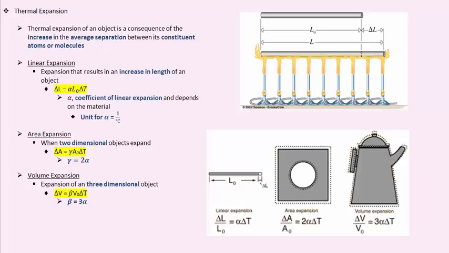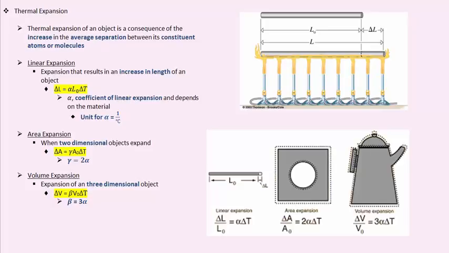For linear expansion, it's expansion that results in an increase in length of an object. We can calculate the change in our length by multiplying our coefficient of linear expansion, which depends on the material, multiplied by the object's original length, then multiplied by the change in temperature.